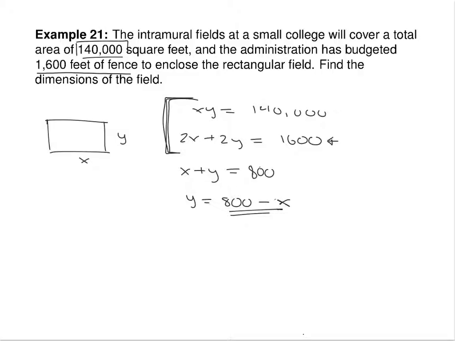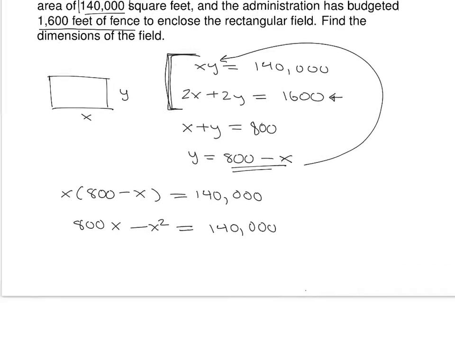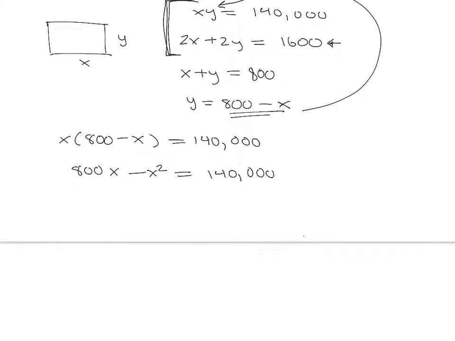And you can substitute this into there. So you've got x times 800 minus x equals 140,000, or 800x minus x squared equals 140,000. So 0 equals x squared minus 800x plus 140,000. Is that okay?